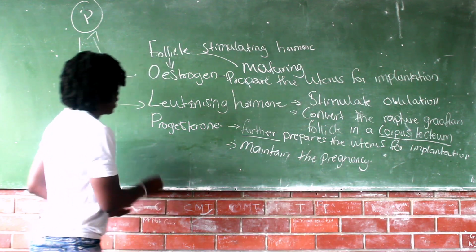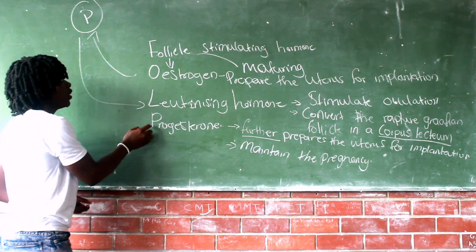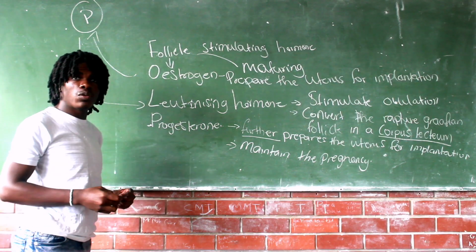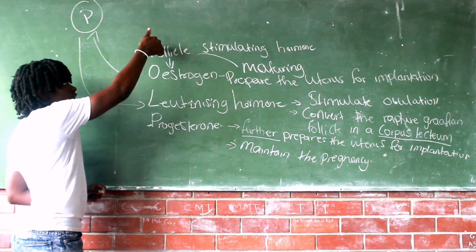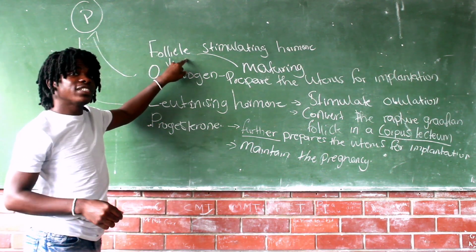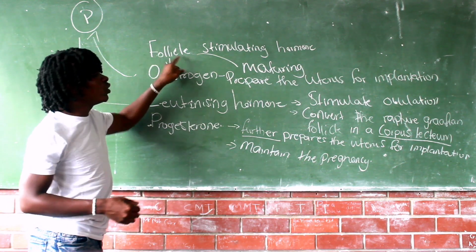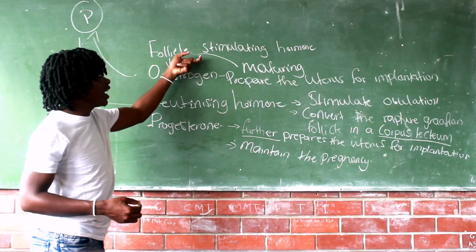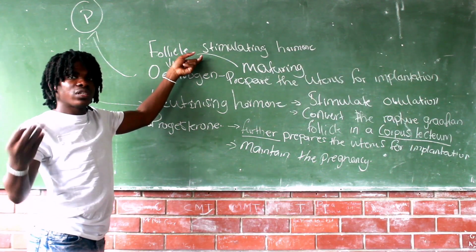Another thing is, when we have progesterone, it means we cannot have follicle stimulating hormone. So progesterone inhibits the secretion of FSH. If we do not have FSH, we cannot have the menstrual cycle. It does not start. So we could say another function of FSH is to initiate the menstrual cycle.